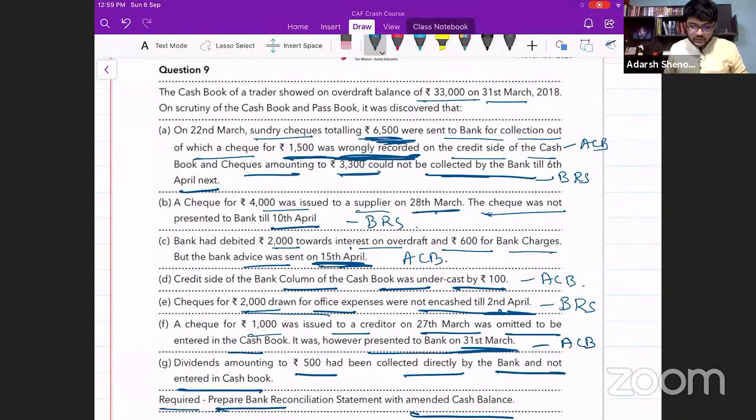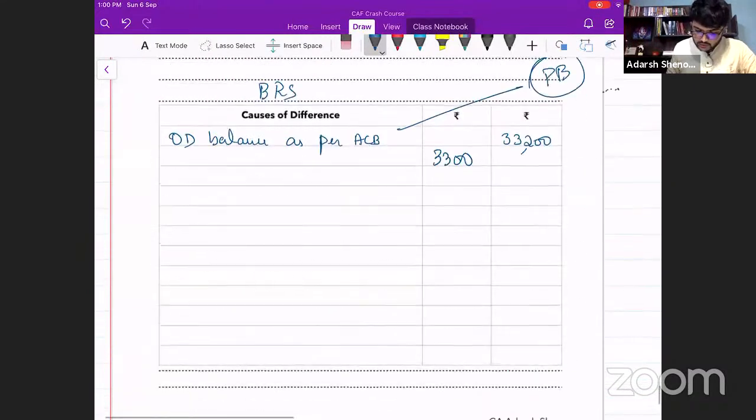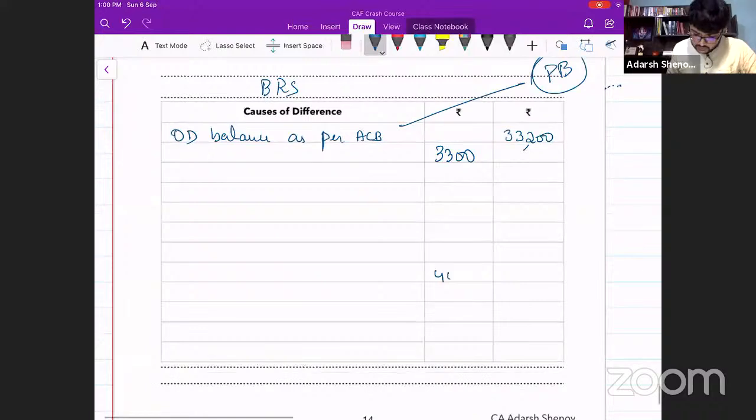Then the next one, B. Check for 4,000 was issued to a supplier. Not presented. Cash book has moved. It was check issued but not presented. So it has moved downwards, right? Now what should you do? You have to reduce it. The starting point is passbook, so you have to reduce it. How much is the amount? 4,000.